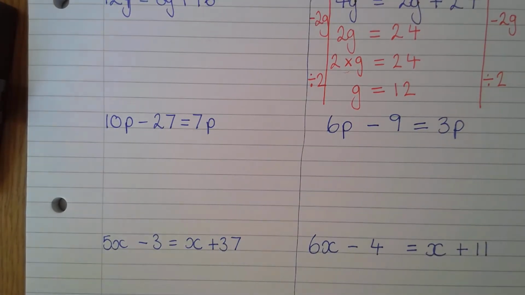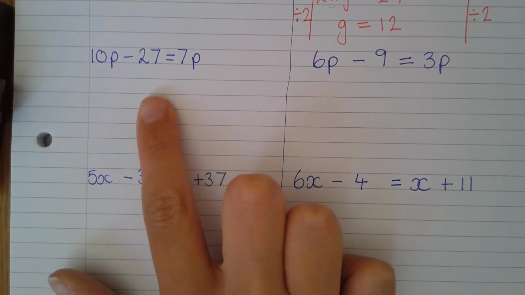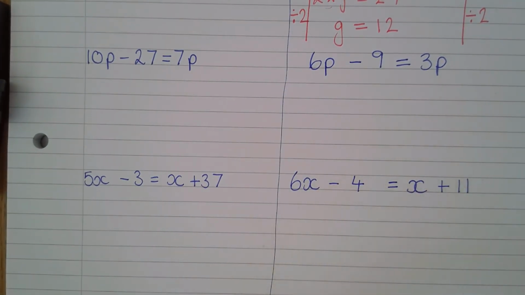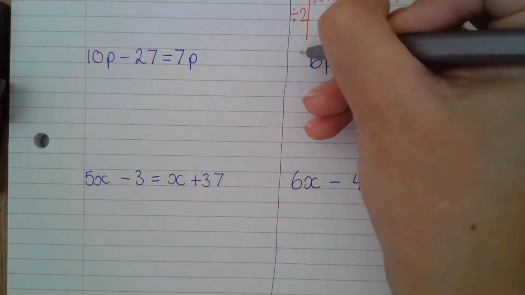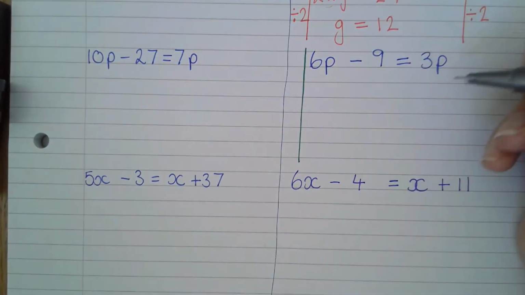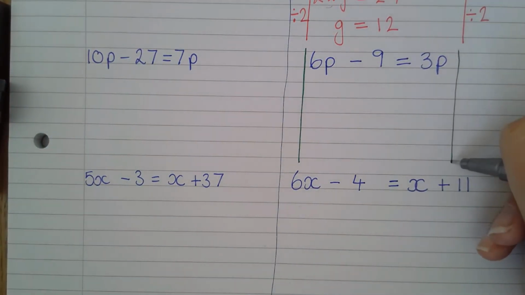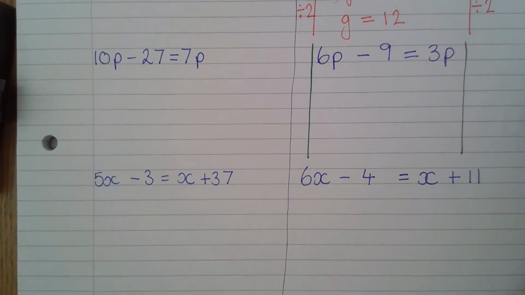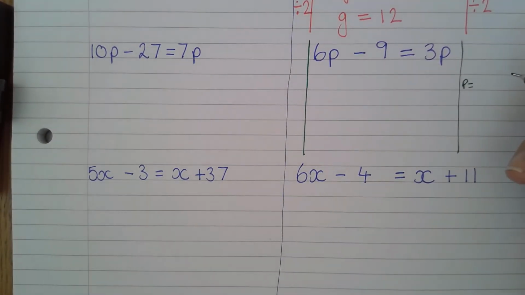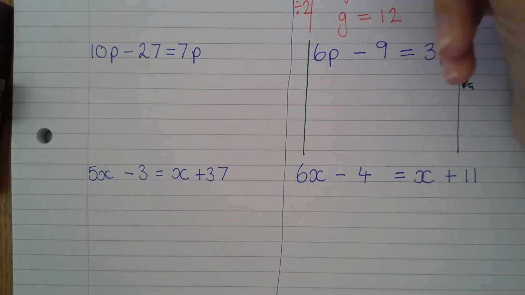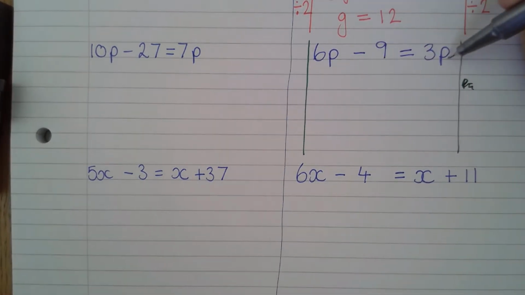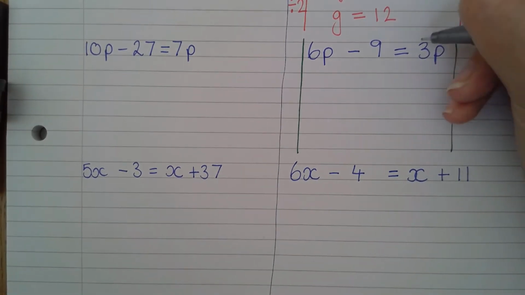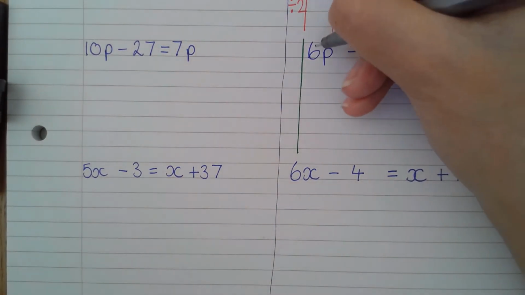Okay, next one. This is the question that you are given on the sheet, and this is the one that we're going to go through. So we're going to draw our stabilizers in. We've got P in 2 places. Remember, we want our answer to look like P equals. So we've got P there and P there. I'm going to get all my P's on one side, so I'm going to move these 3 P's over here.